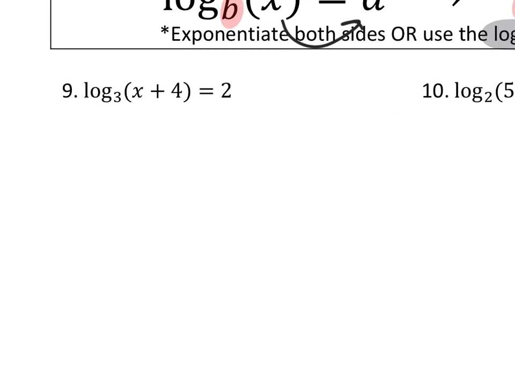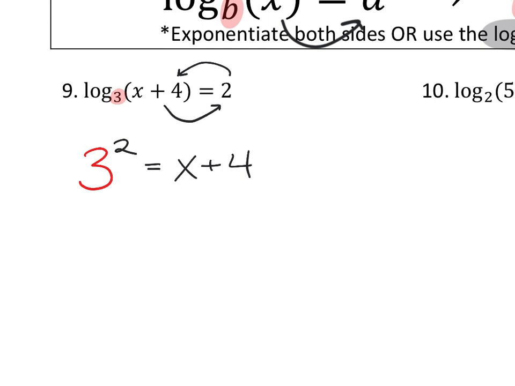On problem number 9, what is the base? 3. So 3 should still be the base when I flip this. And then I'm just going to switch these two things, which means this is going to be 3 squared equal to x plus 4.